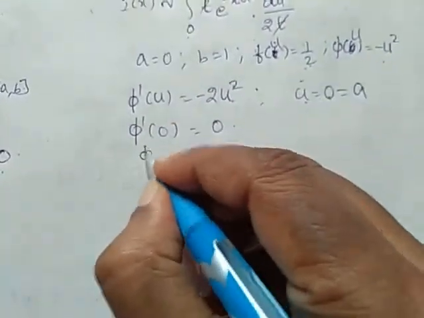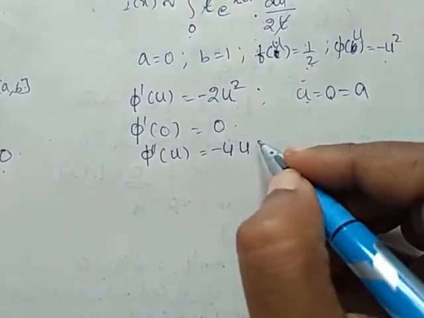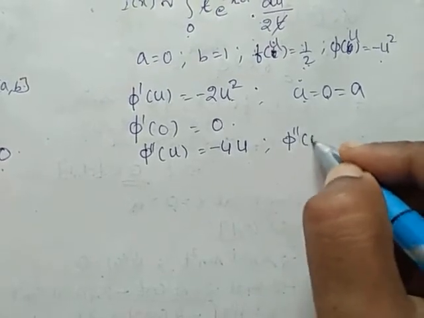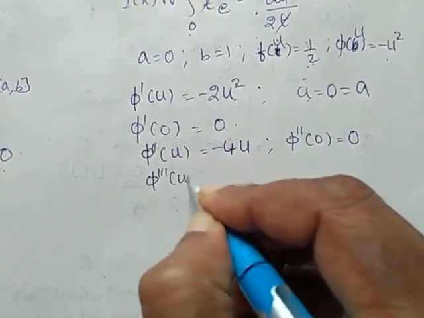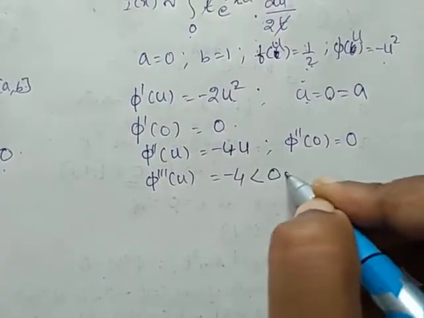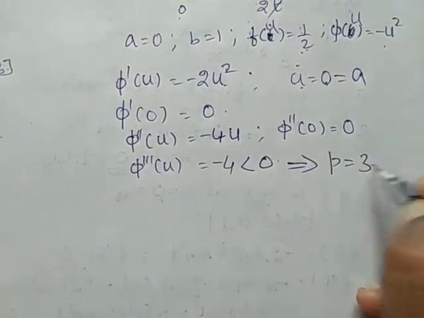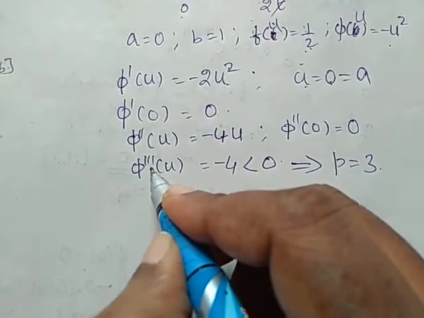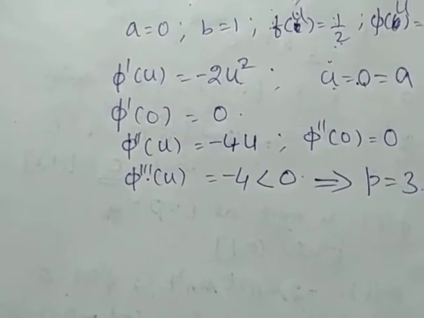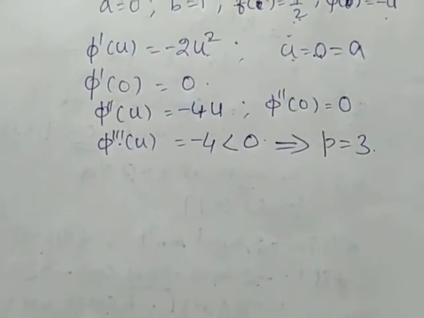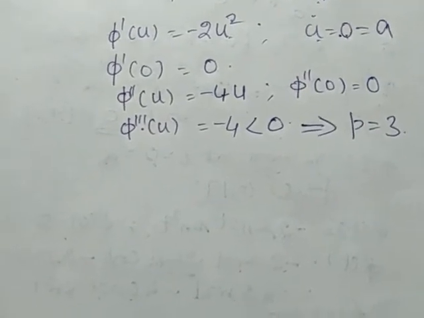What is our second derivative? What is our third derivative? Minus 4, which is less than 0. We can stop here. What is the value of p here? p is 3 because of the third derivative. And the a value is 0, which is our lower limit. Therefore, we have to use the second case formula.